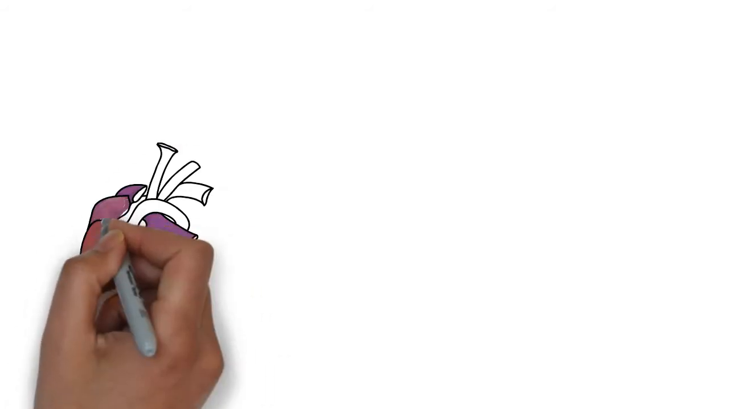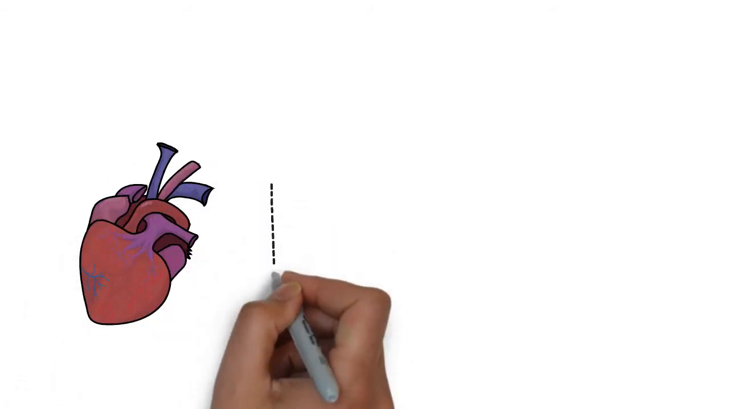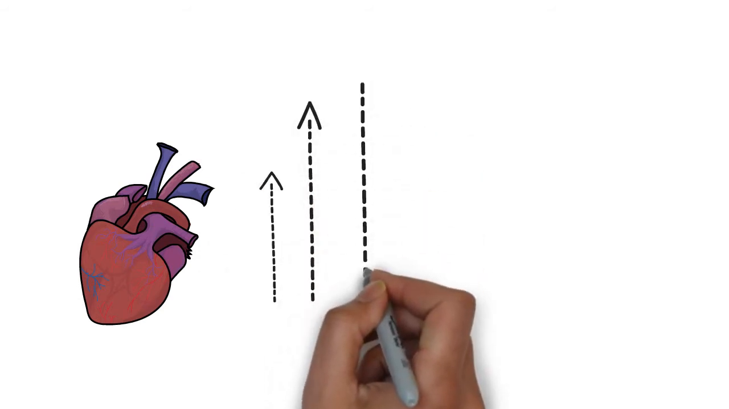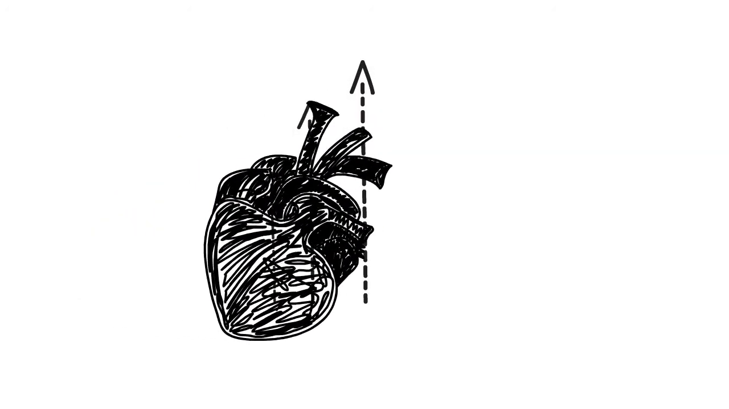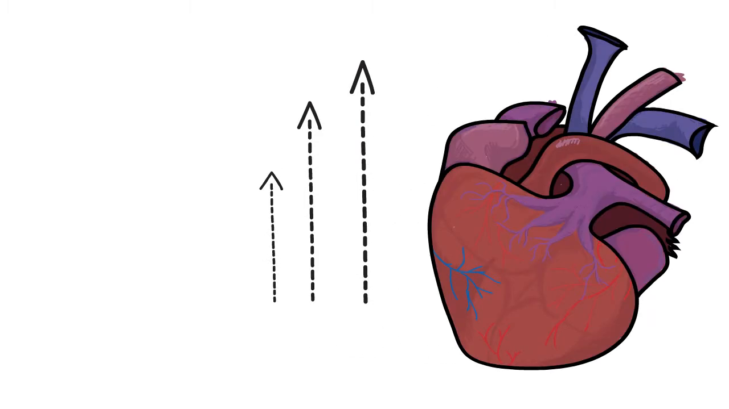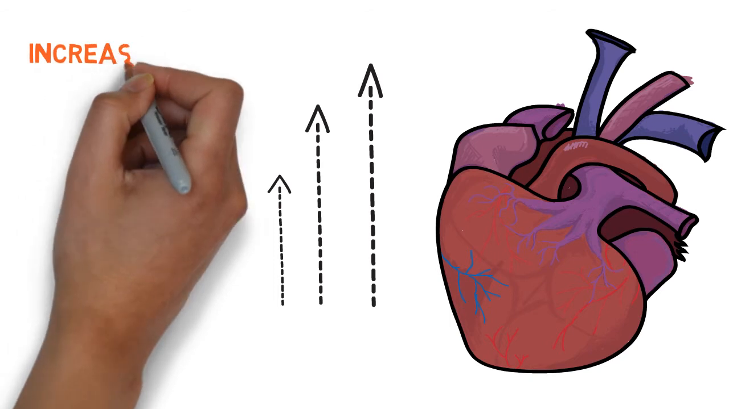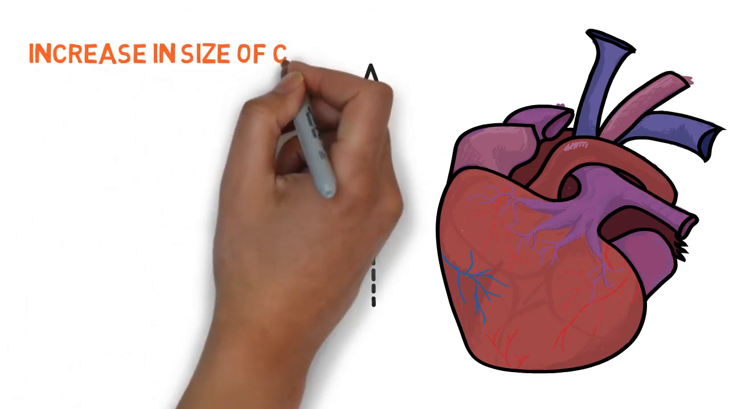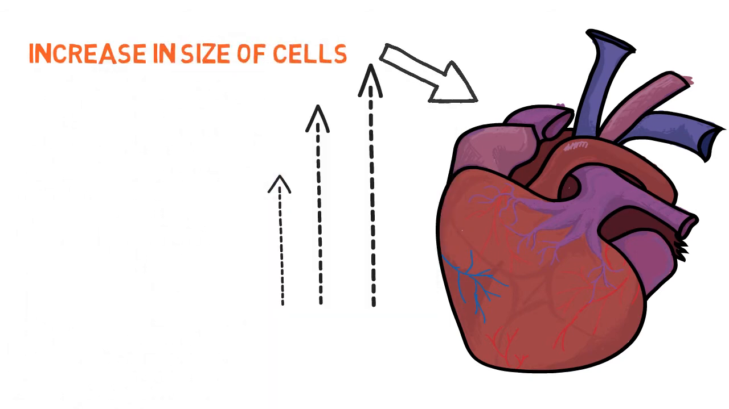Imagine a normal sized heart. If all the cells of the heart increase in size, then there will be an increase in the size of the heart itself. So I repeat again. Hypertrophy means increase in the size of cells, leading to increase in size of affected organ.